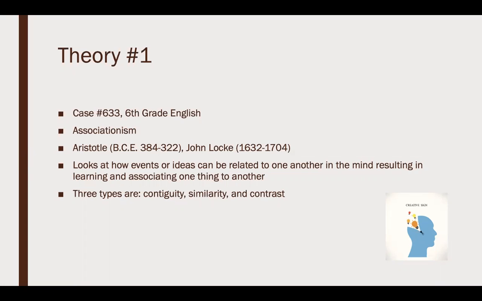There are 3 types of associates: contiguity, similarity, and contrast. Contiguity is the idea that things that occur together in time or space become associated in the mind. Similarity is the idea that people associate things that have similar features or properties. Contrast is the idea that people can associate things that are opposite with each other, like light and dark or happy and sad.